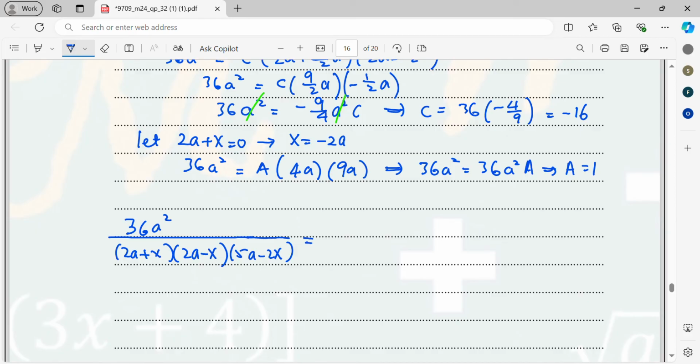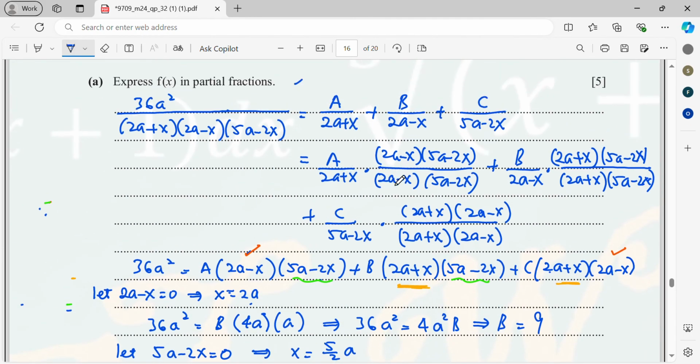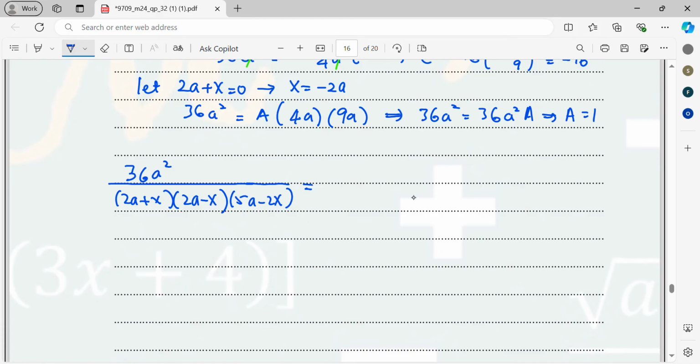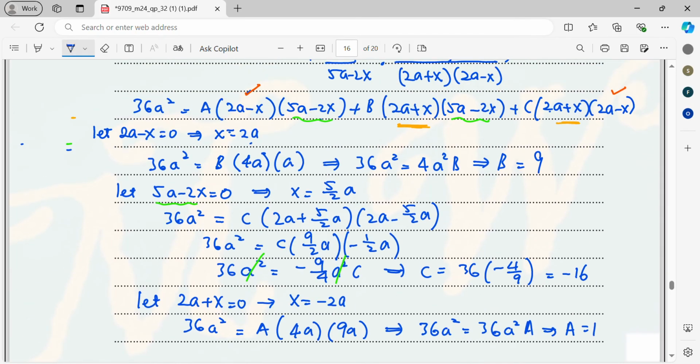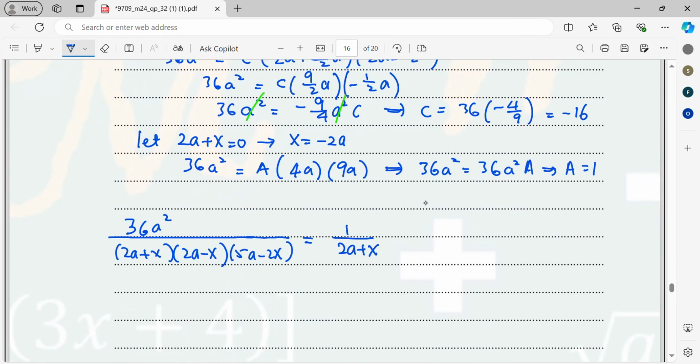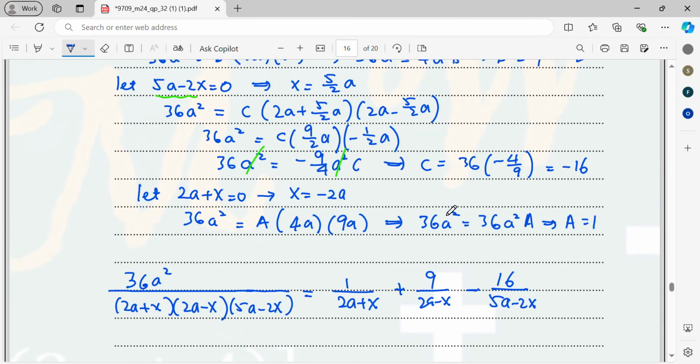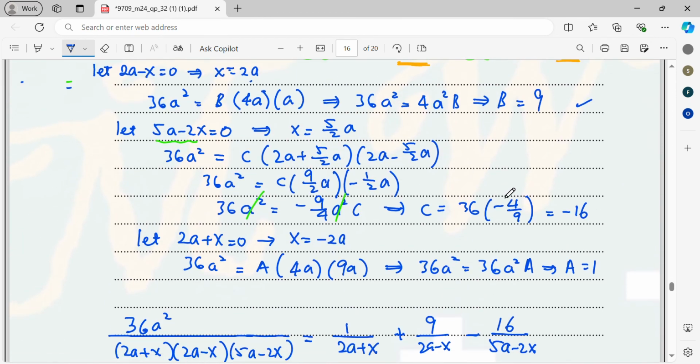That is going to be a over 2a plus x. So a is 1: 1 over 2a plus x. Then b over 2a minus x. My b is 9, so plus 9. Then my c is minus 16, so minus 16 over 5a minus 2x. So these are the partial fractions.